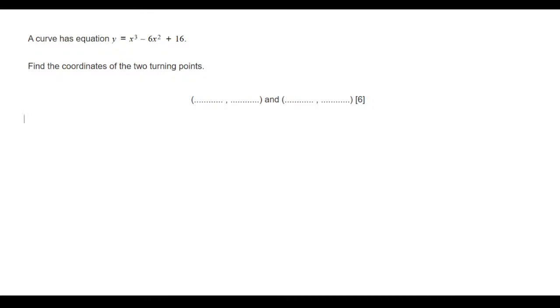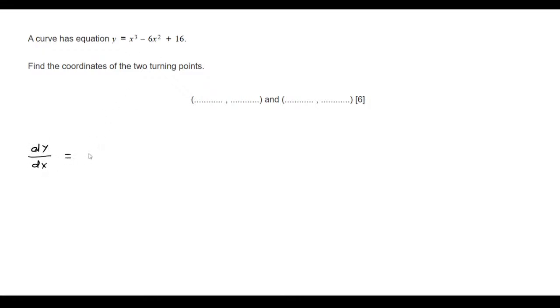Now here the question is, a curve has equation y equals x cubed minus 6x squared plus 16. Find the coordinates of two turning points. Here I have to find the coordinates of two turning points. Again, to find the coordinates of a turning point, let us find the derivative, dy by dx.